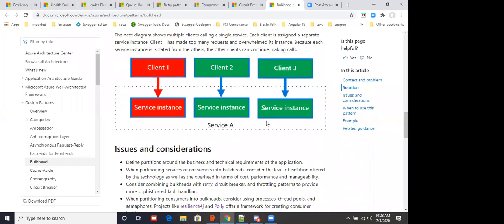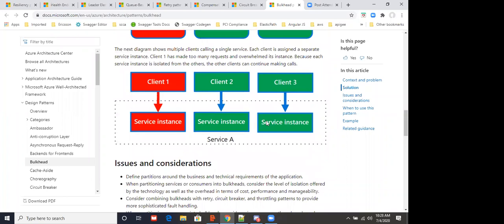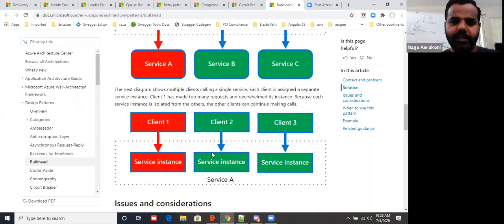But by doing this, are we not going against high availability? Yeah, that's what I think. No, it's actually supporting availability, right? If you see, this client could have brought down the other instances of service A also, resulting in total service A failure.